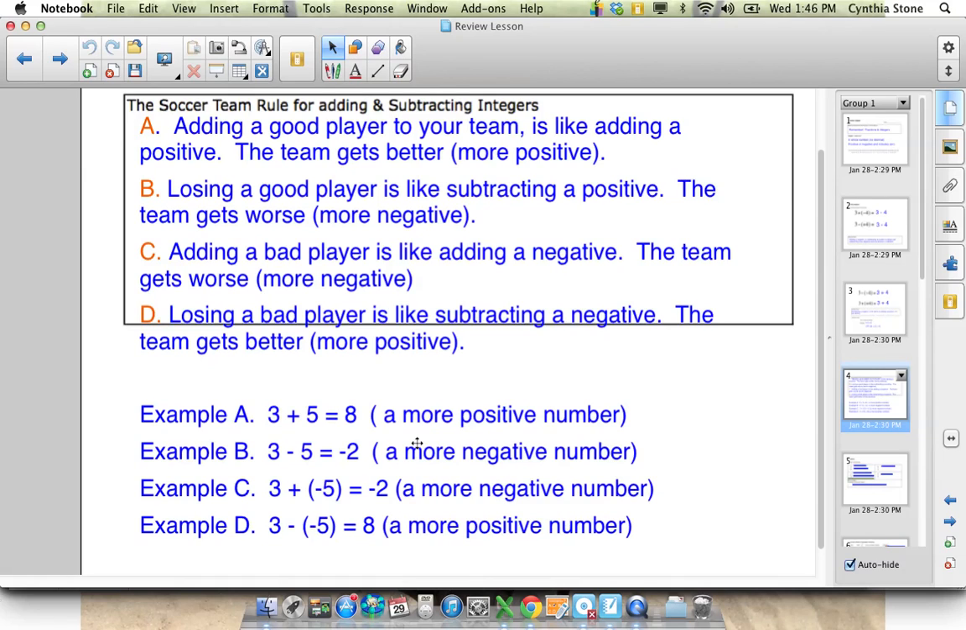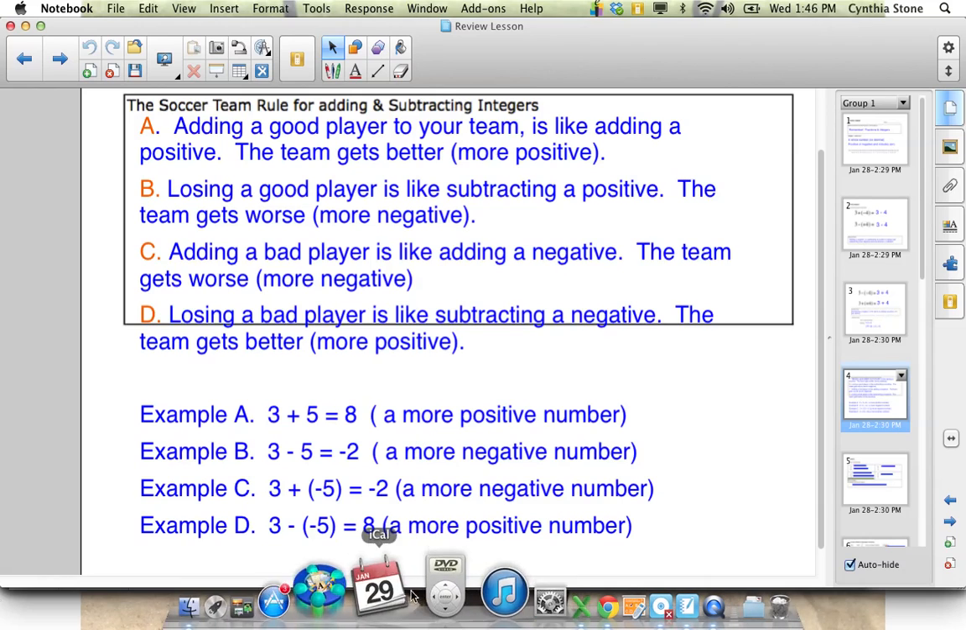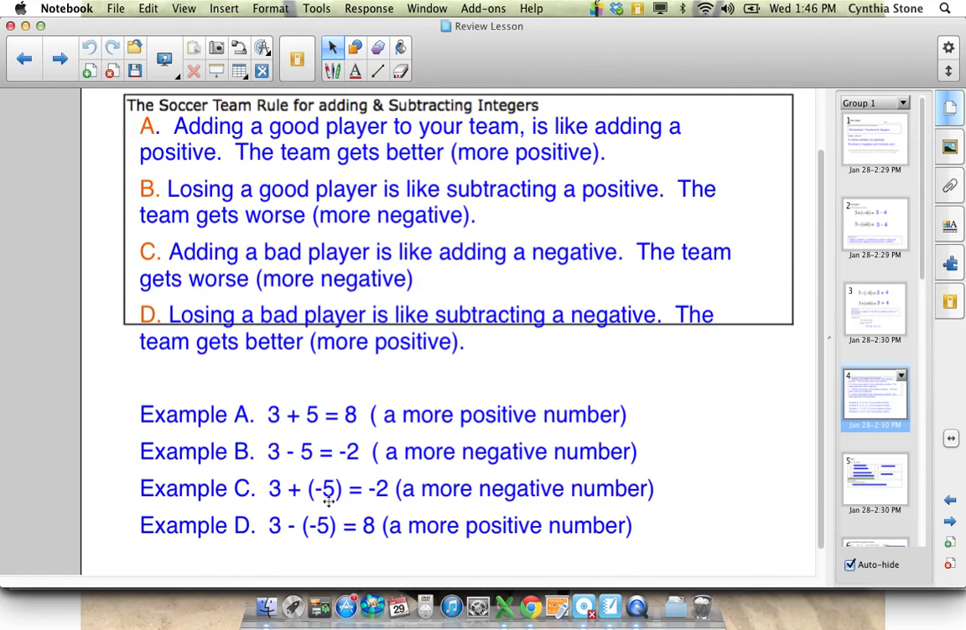And if you add a negative, add a bad player to your team, it becomes worse, or could become worse. So if it's becoming worse, that means that it's becoming more negative, right? So say your team, you add a bad player, you're more negative than you started, because negative 2 is more negative than 3.